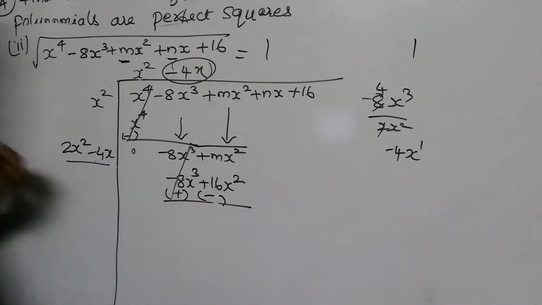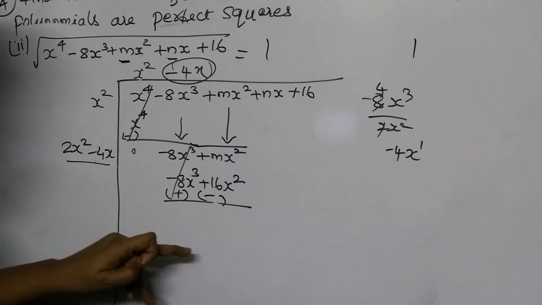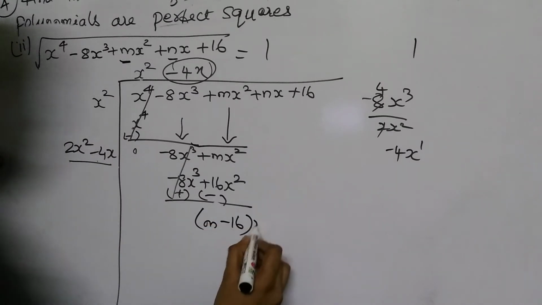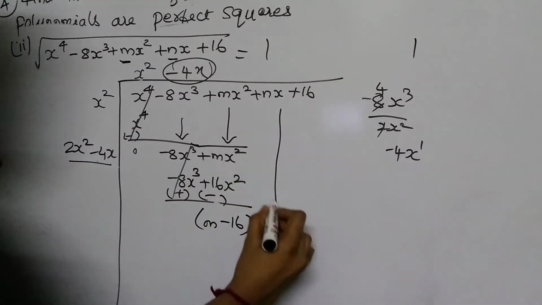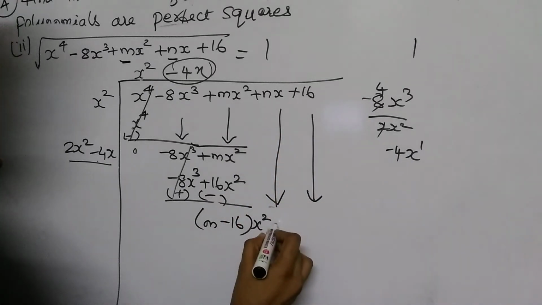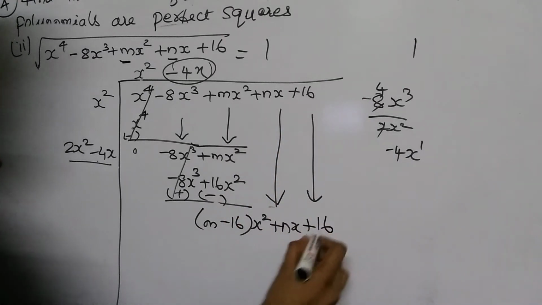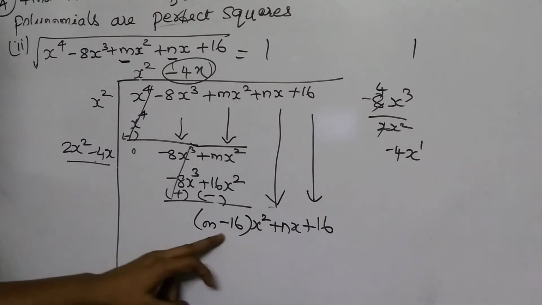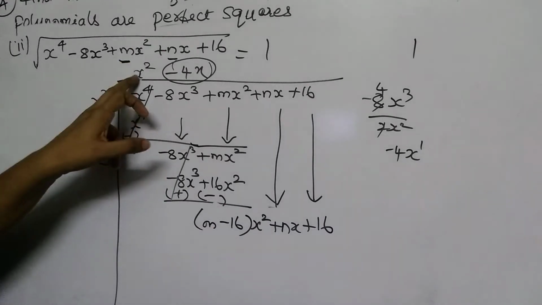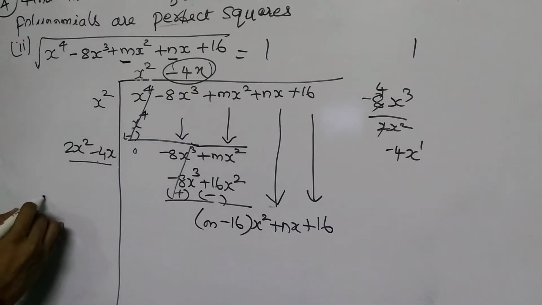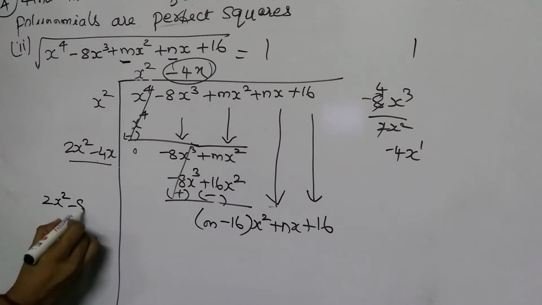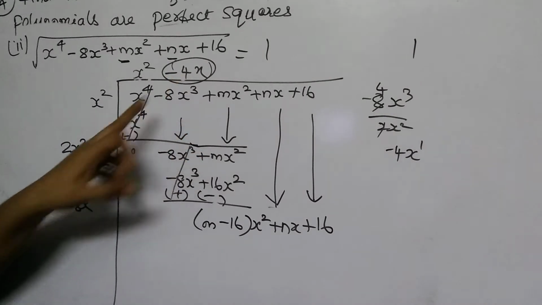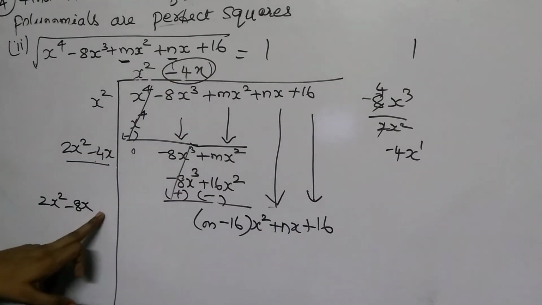What is the next step? m minus 16, write m minus 16 times x square. Okay, next step, bring down the next two terms: plus nx plus 16. Since we cannot do this, now multiply that quotient by 2 and write the next step. x square multiplied by 2 is 2x square, x square multiplied by minus 4 is minus 8x. So one other number is to be added.